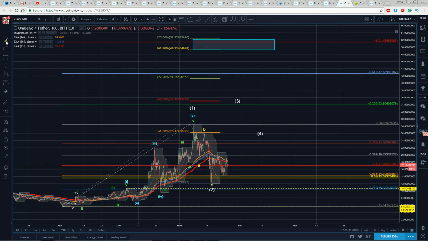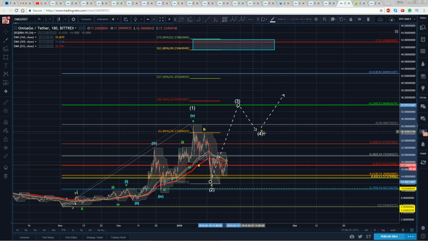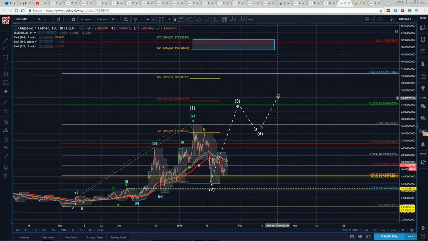So you could come down into the 4 here and then go up into a 5 as long as the 5 is not longer than the third, right? If this is what we get, that's still a valid Elliott wave. That's still a 5-wave structure. It's not pretty and it's atypical, but it would still be a 5-wave structure.